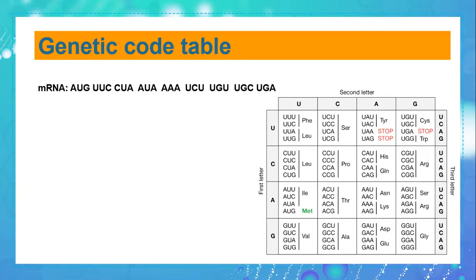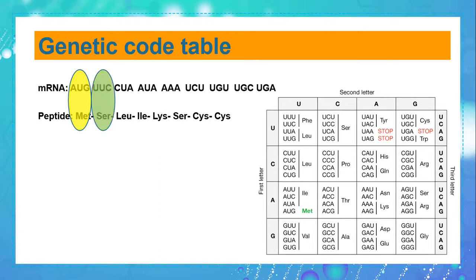We are given the following mRNA sequence. By referring to the genetic code table, we obtain the following peptide sequence. We notice that the start codon AUG encodes for the amino acid methionine. But we also notice the presence of different codons that encode for the same amino acid, like UCC and UCU. They both encode for serine. These codons are described as redundant codons.